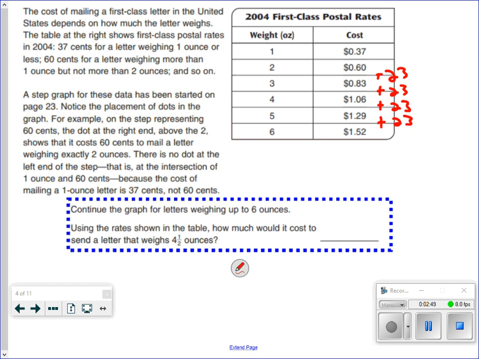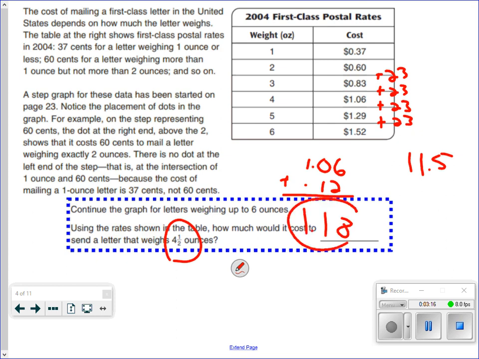So the question down here says, using the rates shown on the table, how much would it cost to send a letter that weighs 4.5 ounces? Well, what's half of 23? Half of 22 is 11. Half of 23 is 11.5. So if we're at $1.06 and we're adding, we can round this up to 12 cents. That would give me $1.18 for my 4.5 ounce. Does that make sense? That would be $1.18 right here? It sure does. Let's move on.